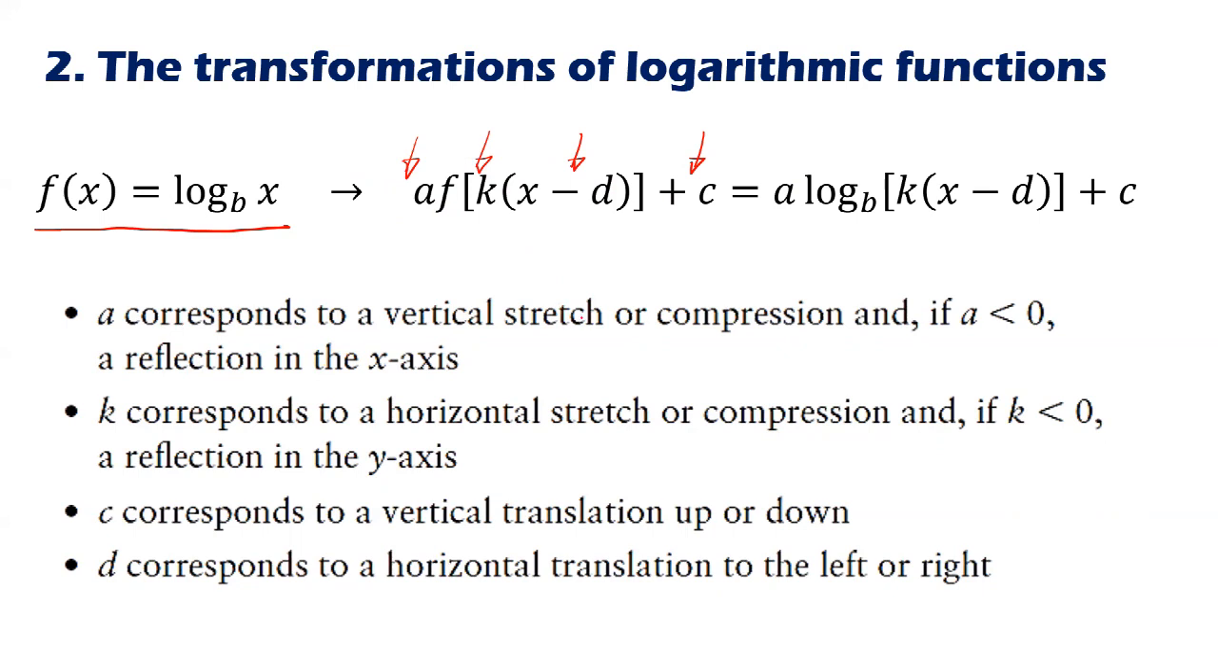A corresponds to a vertical stretch or compression, and if A is less than 0, a reflection in the x-axis. And K corresponds to a horizontal stretch or compression, and if K is less than 0, a reflection in the y-axis. And C corresponds to a vertical translation up or down, and D corresponds to a horizontal translation to the left or right. And then remember to do the transformations reflected by A and K first, and then followed by D and C, okay?